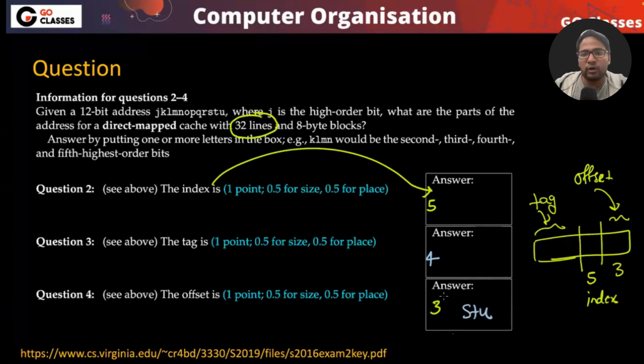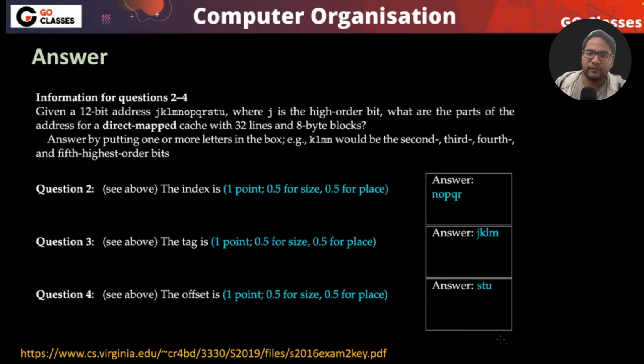So you should be writing STU here, and then the next 5 bits, NOPQR, you can write here. And the remaining, JKLM, you can write here, right? So that's how you can solve this question. An easy question which I have taken from this university. So NOPQR, JKLM, and STU. Okay. Understood this question?